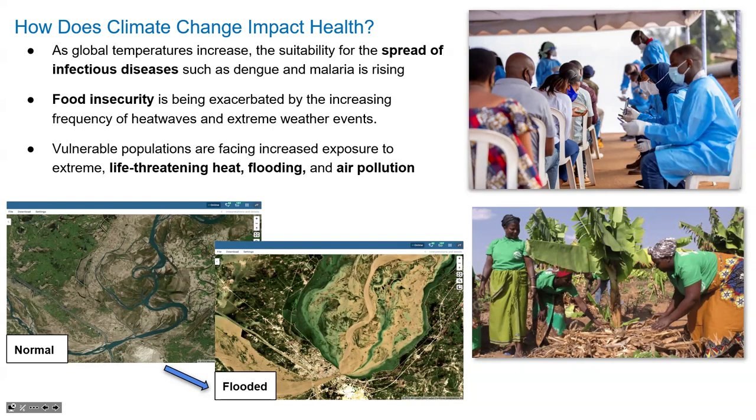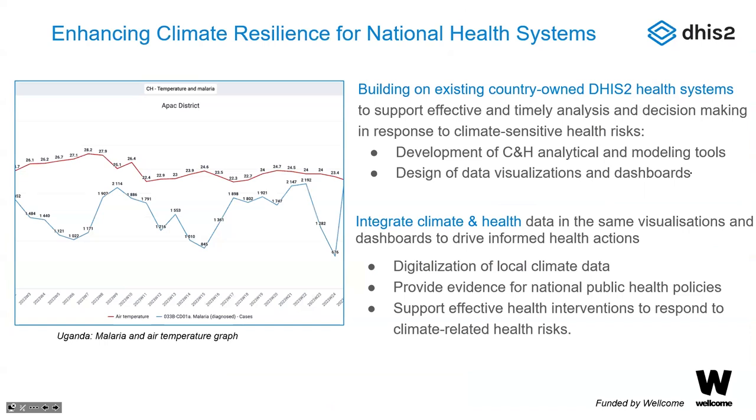Not only spreading of the infectious diseases, it's also causing malnutrition, meaning monitoring the access to food is important, but also early warning systems. Vulnerable populations will then face extreme life-threatening heat, flooding, and air pollution. So these are the current situation.